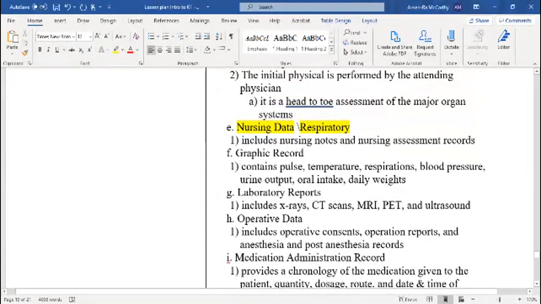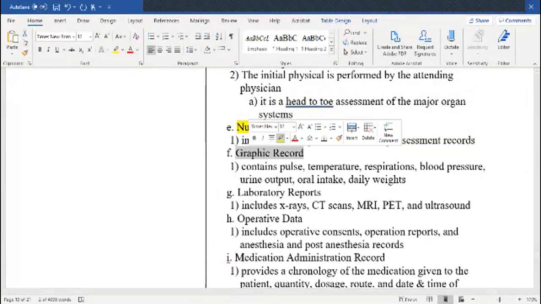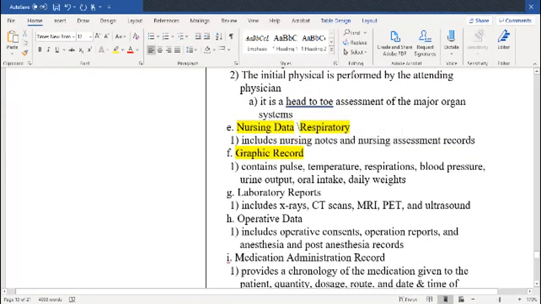Then you have what's called the graphic record. What does the graphic record have? It contains the running pulse, temperature, respirations, blood pressure, urine output, oral intake, and daily weights, right? So I'm going to put beside this: vitals.